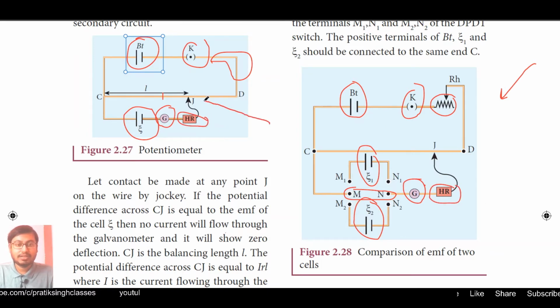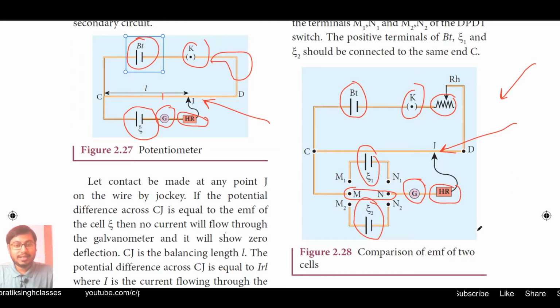We have a jockey here, which can slide between C and D. And again here we have a jockey J which can slide between C and D. The length of the wire CD is 10 meters, which is equally divided in 10 strips and stretched between C and D and connected to each other in series.